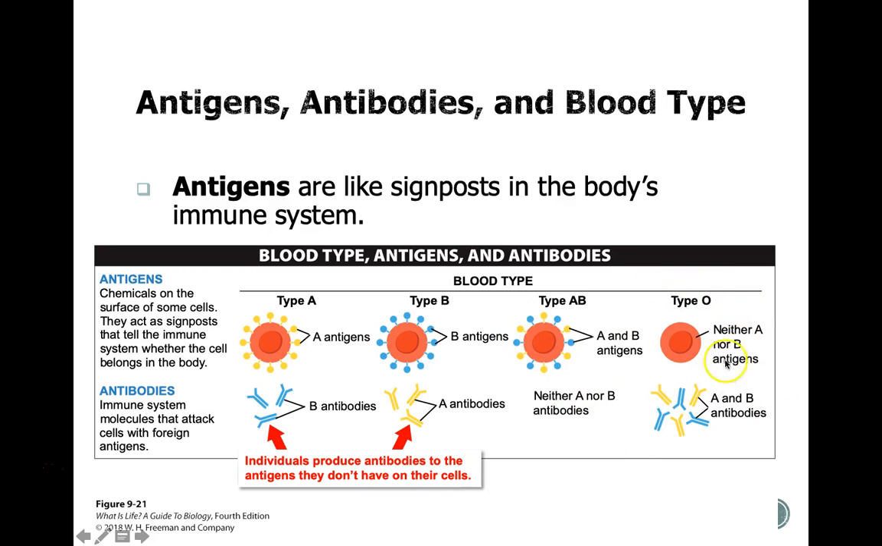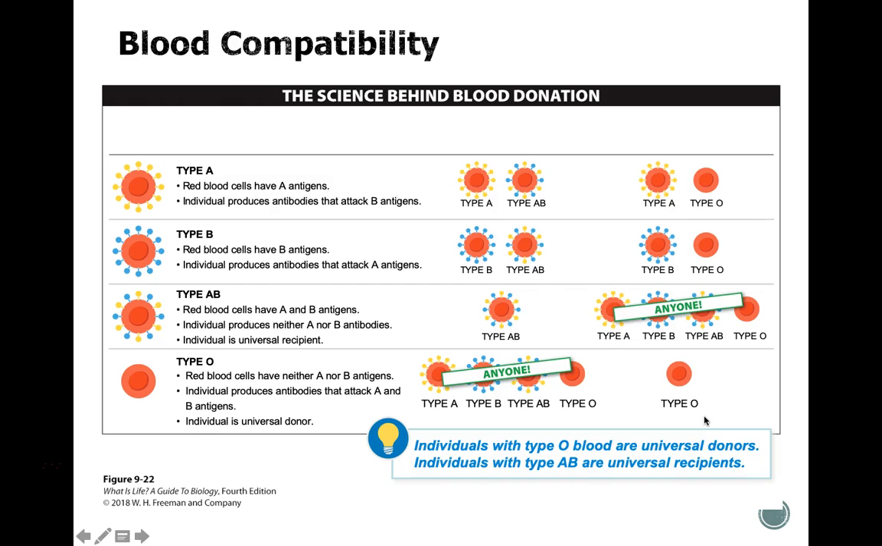Type O is the opposite. It has neither antigen, but it produces both antibodies. So if you were to give this individual A or B blood, or even AB blood, you are going to get an immune response where the body doesn't like the A and the B antigens. So there's quite a complex science behind blood donation, all related to having these multiple alleles and this codominant situation.